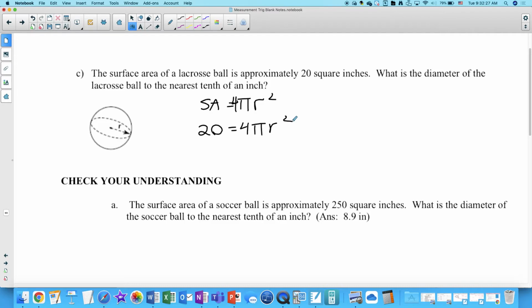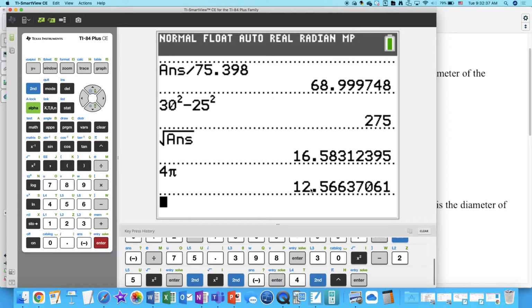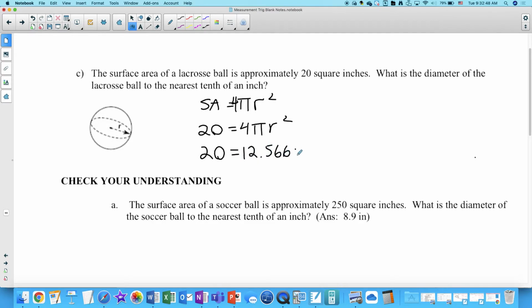So that's 12.566, let's say, okay? So 20 equals 12.566 r squared. Okay, and then what? What would you do next? Take it away? What's the operation that's happening here? Yeah, we need to divide, right?